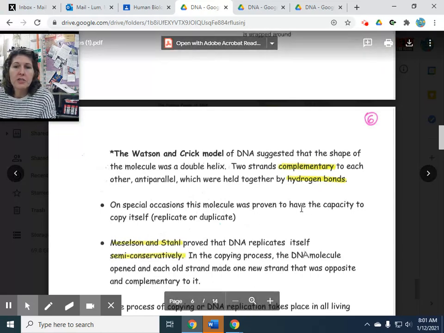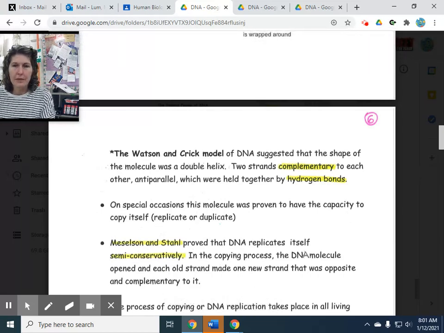So on special occasions, this molecule is proven to have the capacity to copy itself. Well, it's going to need to copy itself. You have grown from an infant to a child to a teenager and eventually an adult. You need more cells. Well, within those cells is DNA. In order to get DNA in those cells, we need to go through cell division. In order to go through cell division, I need to make copies of my DNA so that those cells have a copy of that DNA.